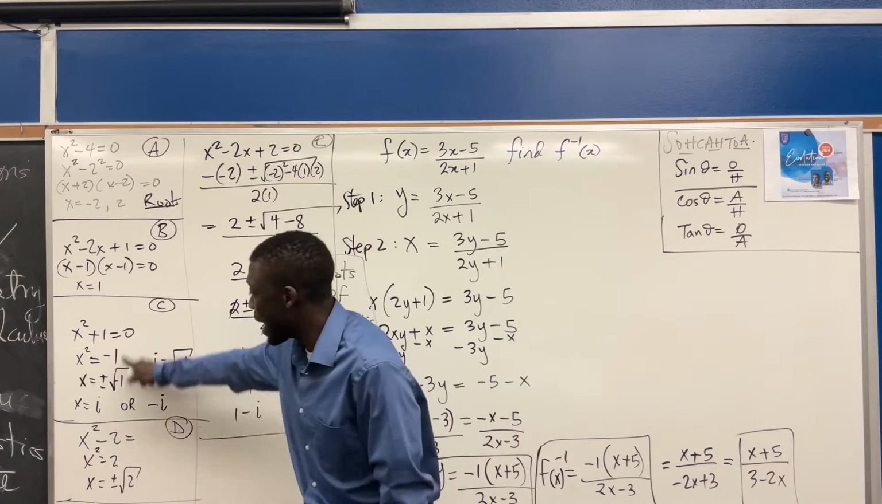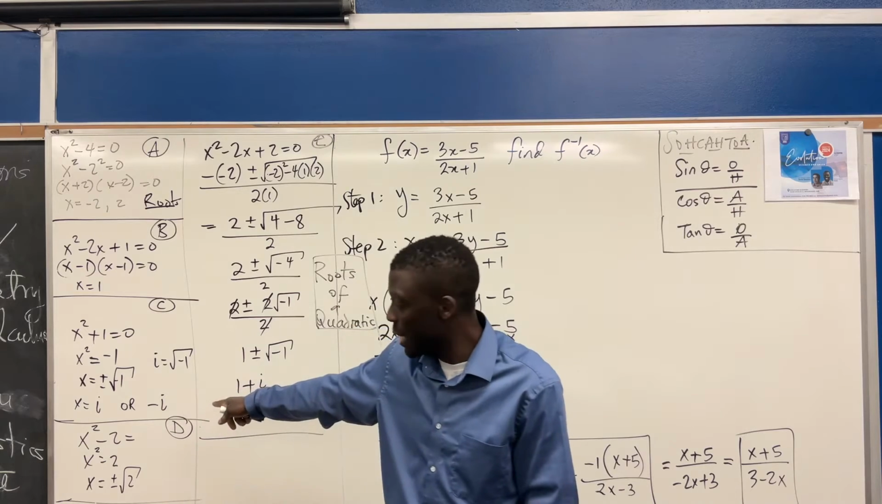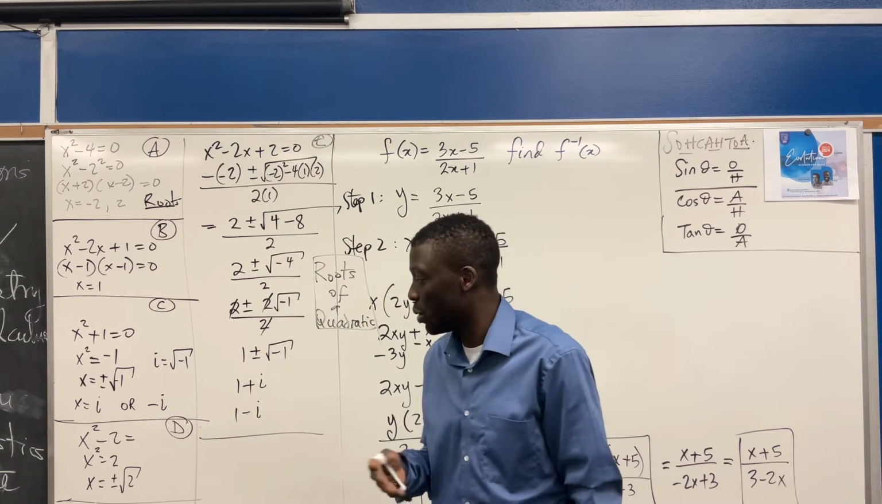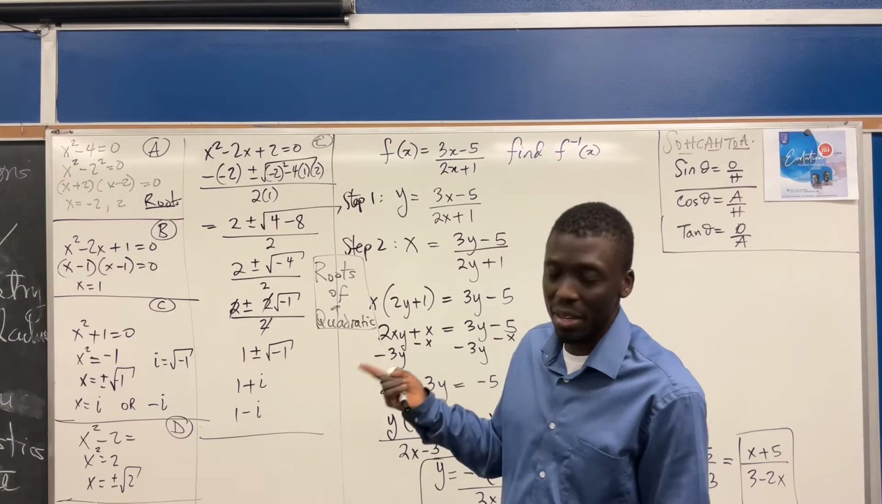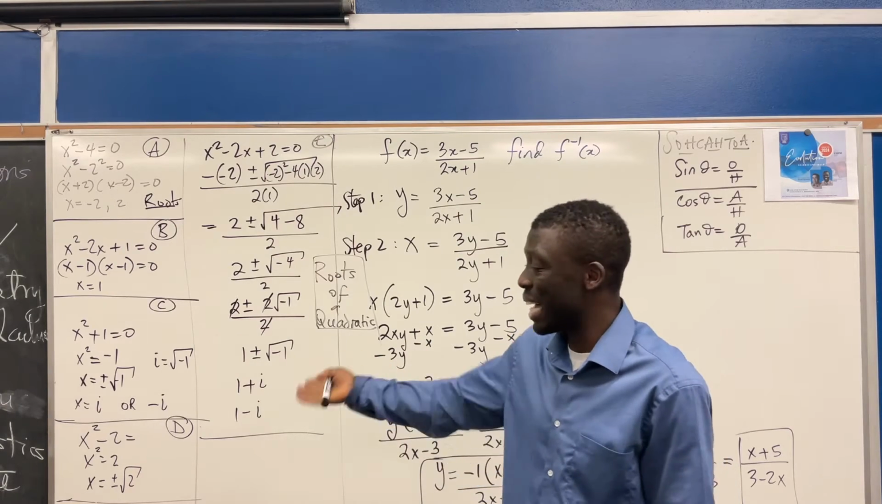So that's C. x is equal to i or -i. D is x squared minus 2. If we're going to solve that, that ends up becoming plus or minus the square root of 2. Again, that's not the answer.